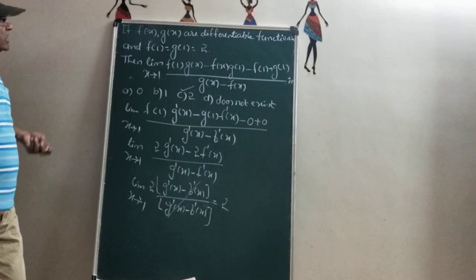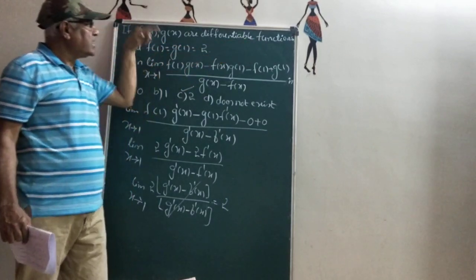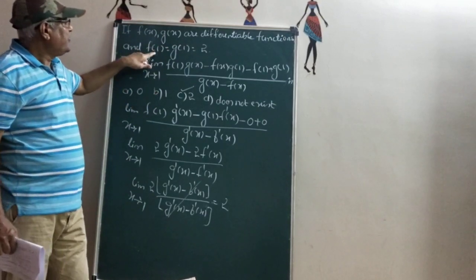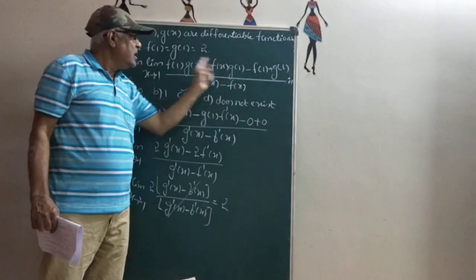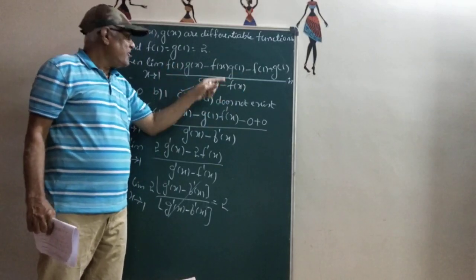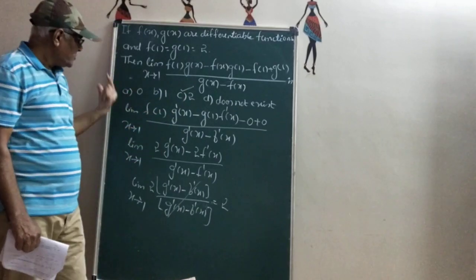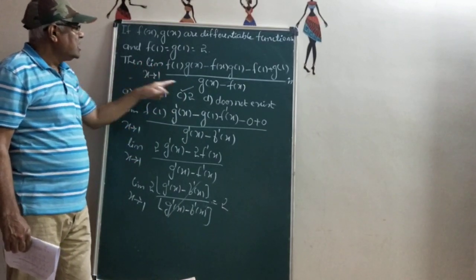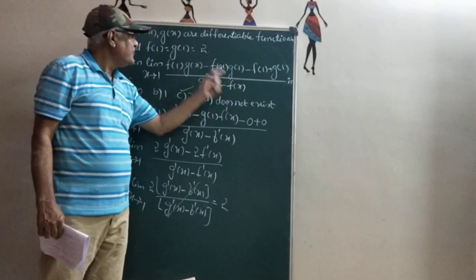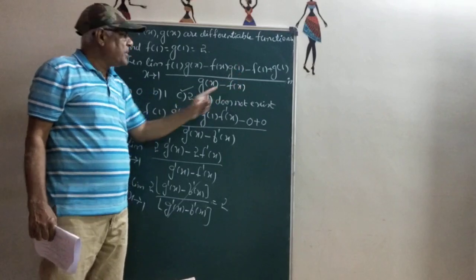Now students, let me explain this once again. f and g are differentiable functions, which means their derivatives can be found, and f(1) and g(1) equal to 2 means here f(1) and g(1) play the role of constants. Now the limit of this function is equal to the question asked. Let me apply the L'Hopital rule here, because when you put x equal to 1, g(1) and f(1) have the same value 2, so it comes to 0 upon 0 form.